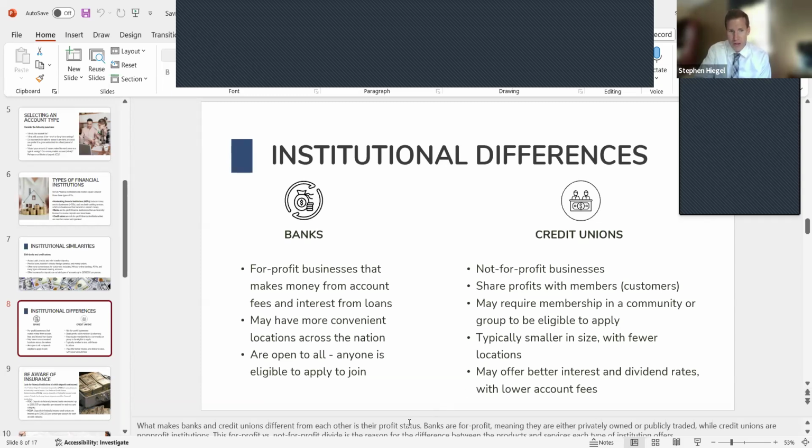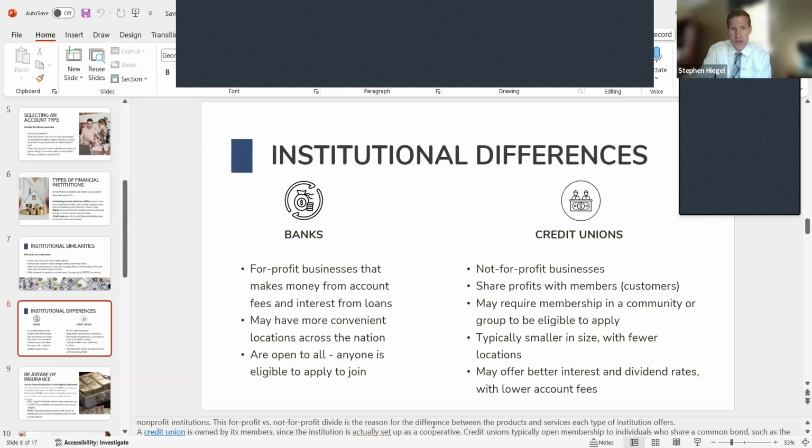What makes banks and credit unions different from each other is their profit status. Banks are for profit, meaning they are either privately owned or publicly traded, while credit unions are nonprofit institutions. This for-profit versus nonprofit divide is the reason for the difference between the products and services each type of institution offers. A credit union is owned by its members since the institution is actually set up as a cooperative. Credit unions typically open membership to individuals who share a common bond, such as the industry that they are employed in, the community they live in, their faith, or their membership in another organization, which I mentioned.